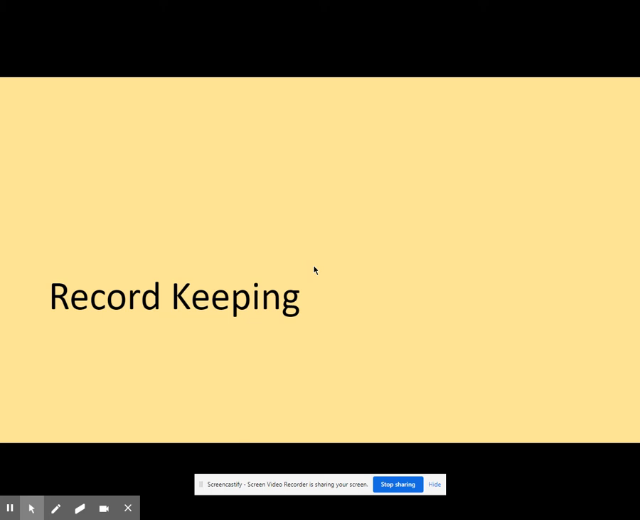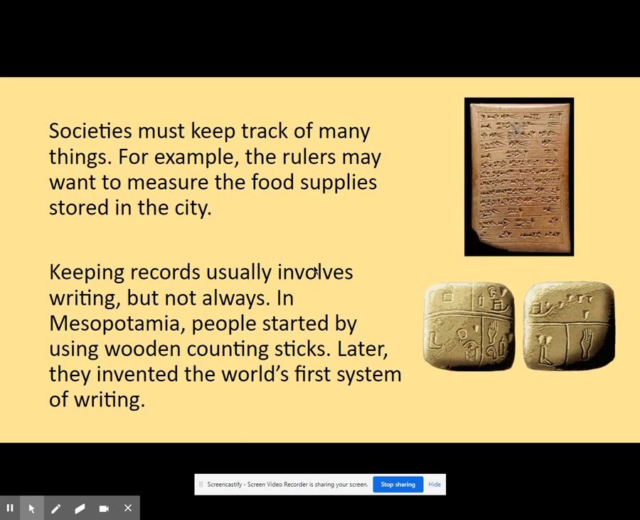Another important characteristic is record keeping. So societies have to keep track of many, many things, whether it's how many people live in an area or something as simple as trade records. Societies need to know what's going on. And during this time, with the early civilizations, we're going to start to see records about things like food supplies stored in the city to make sure that there's enough food to support the people. And these types of records are really going to show that an area is a civilization because they are making sure they're keeping track of how things are working.